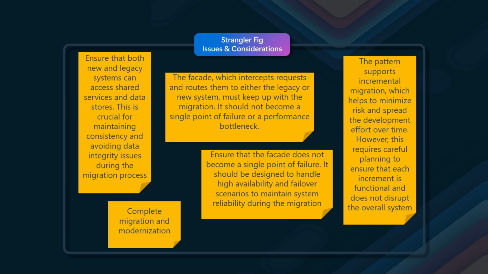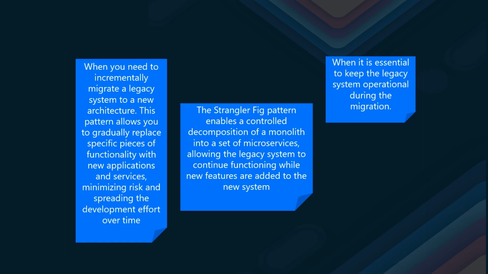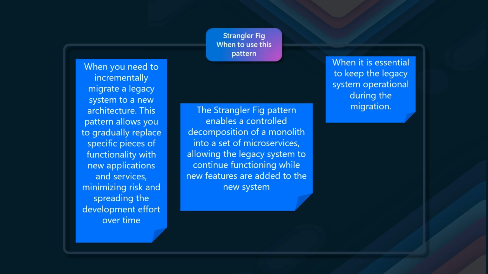At some point when the migration is complete, the Strangler fig facade will either go away or evolve into an adapter for legacy clients. Plan for this transition to ensure that the final system is clean and does not retain unnecessary components. By addressing these issues and considerations, we can effectively implement the Strangler fig pattern to ensure a smooth and controlled migration from a legacy system to a new architecture.